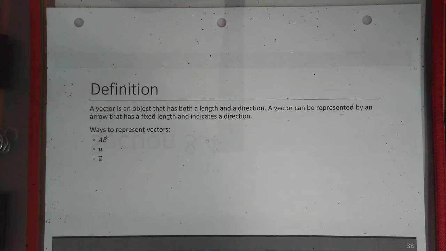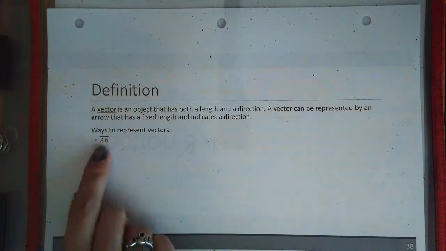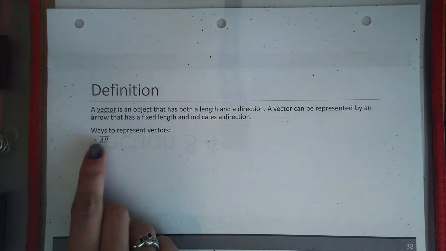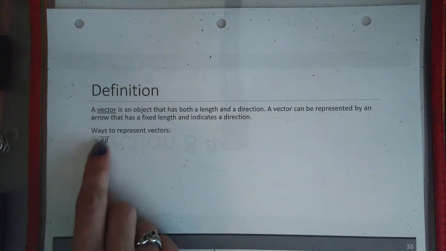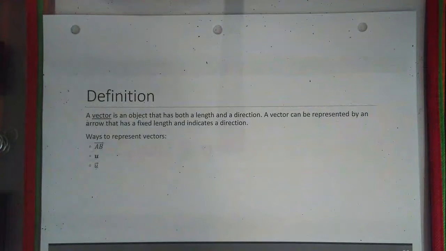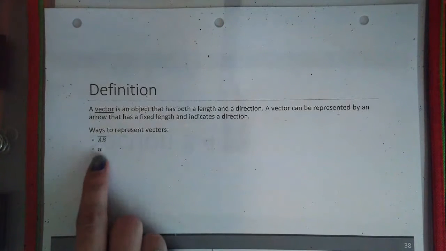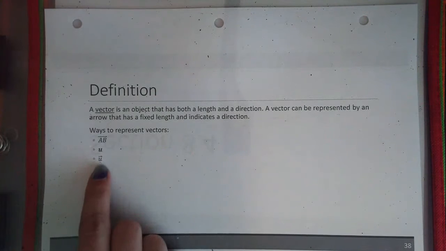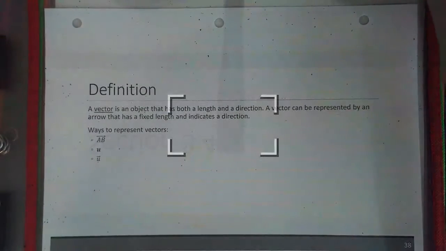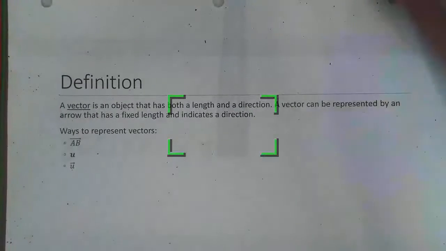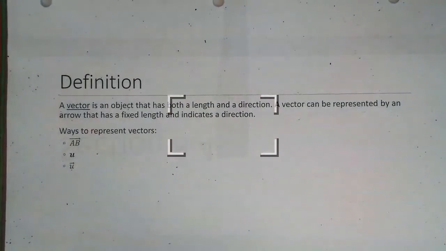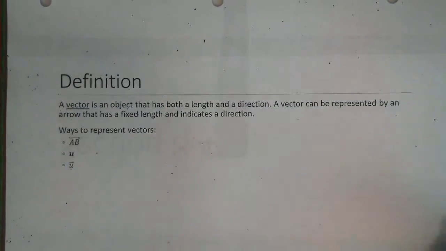We represent vectors a few different ways. If we have 2 points we're working with, we'll say the first point and then the second point and write an arrow over them saying we're going from point A to point B. We could use just a single letter to represent a vector. We can either bold it or write an arrow over the top of it. Typically, we'll use the arrow notation just because we're handwriting things and we can't really bold our handwriting.